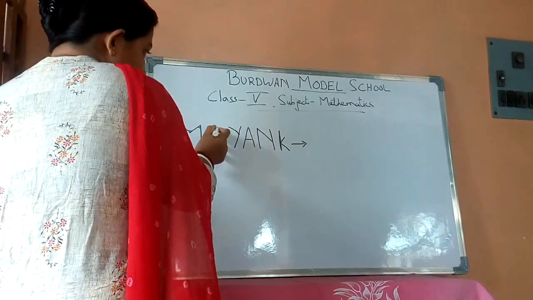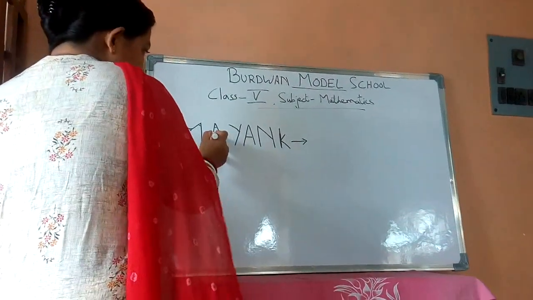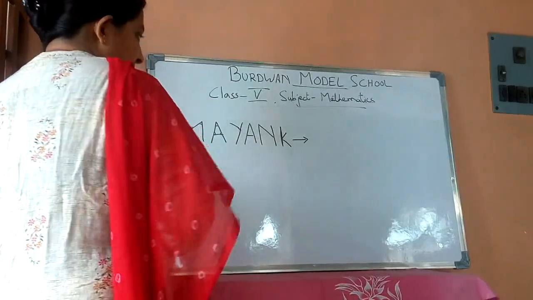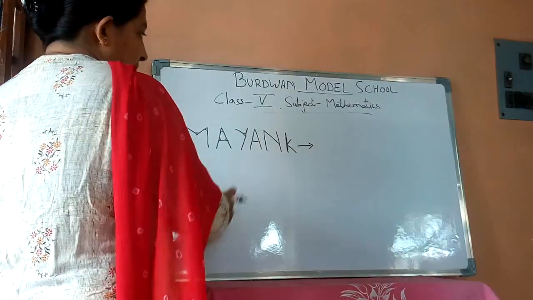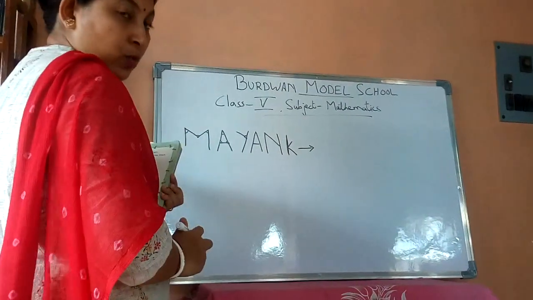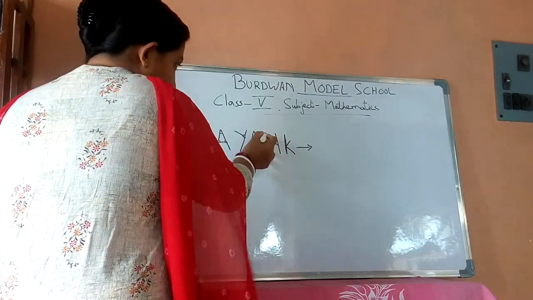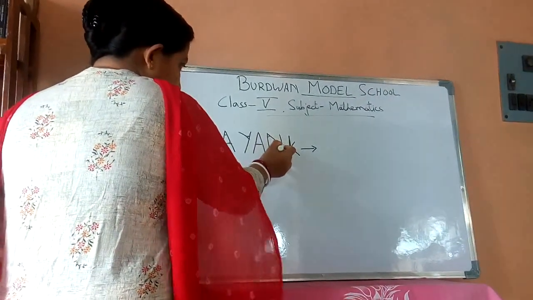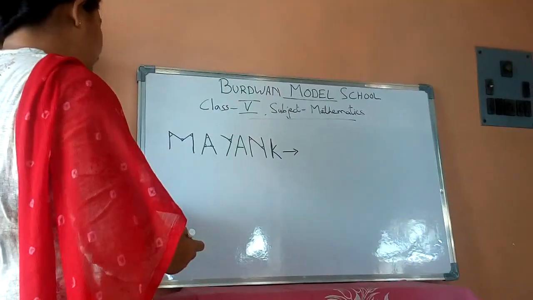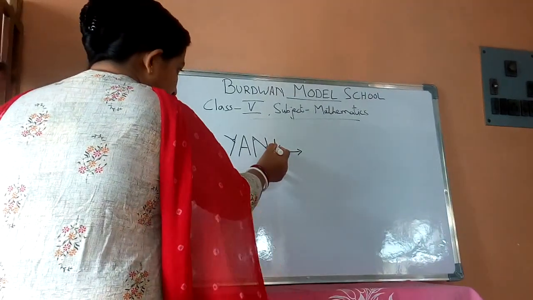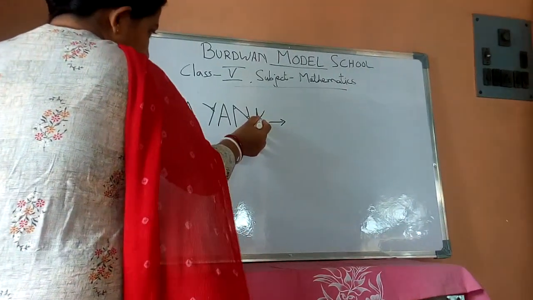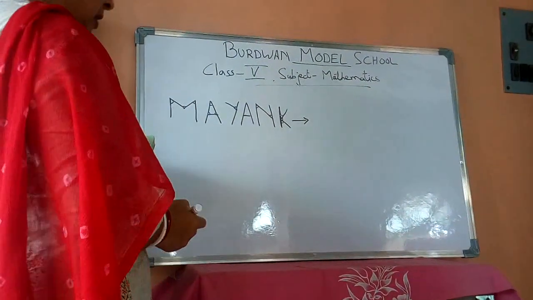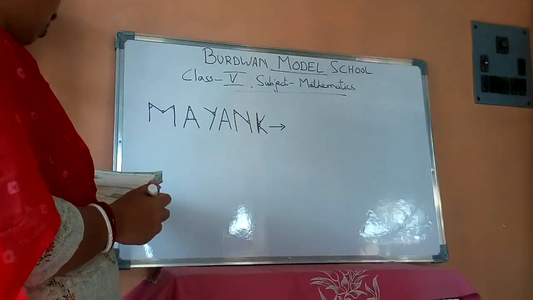Next, again this A is forming an angle, this one is forming an angle, this is again forming an angle. Next, Y, you can see he is making an angle here. Similarly, A again is making an angle like this one. N, one angle is here and the next angle is here. Okay, and then K, one angle you can see here, one angle you can see this one, and this is again one small angle.